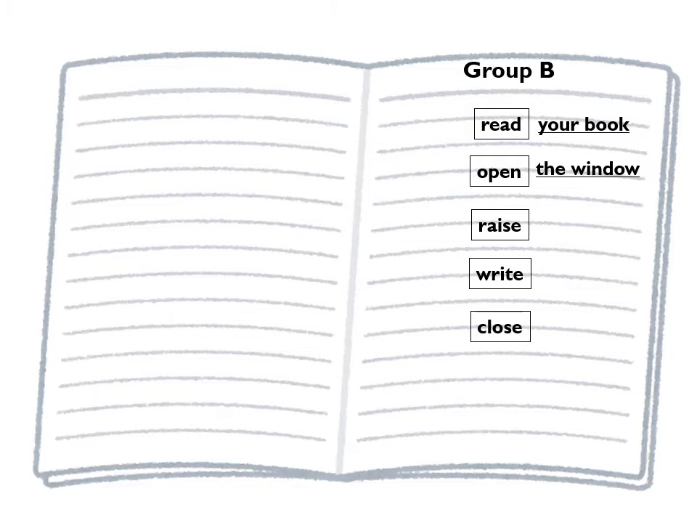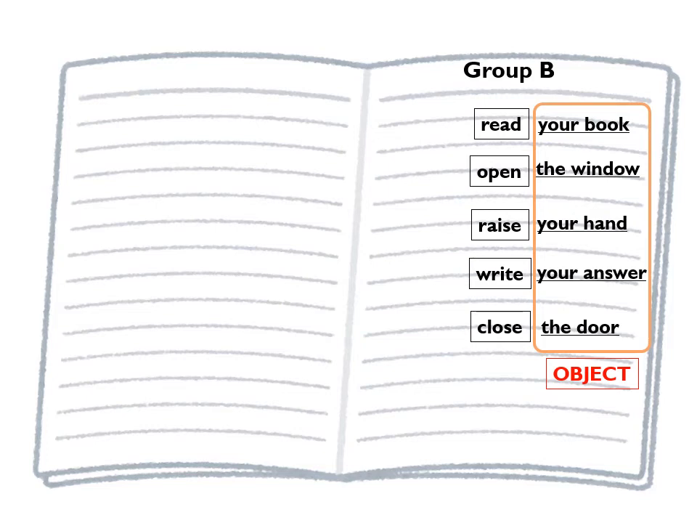When the teacher says raise, maybe you want to say, raise what? Again, the teacher has to specify what he or she wants you to raise. For example, your hand. Write. Write what? For example, your answer. Close. Close what? For example, the door. These underlined words are called an object.